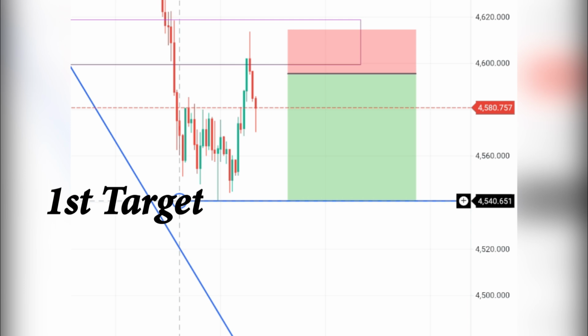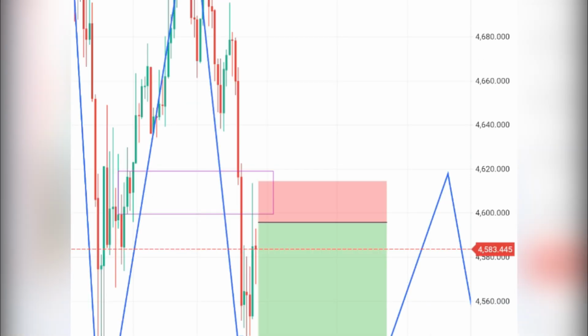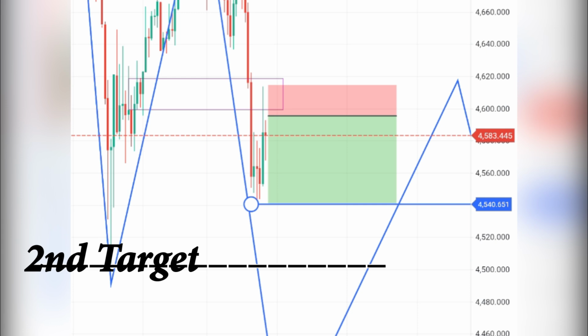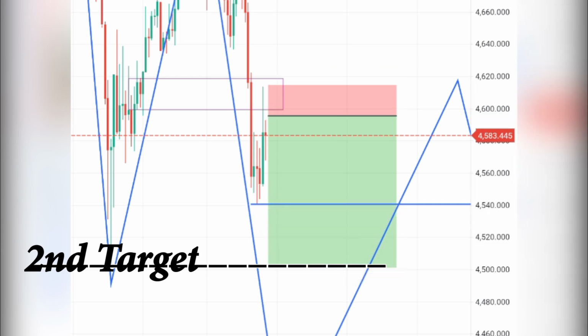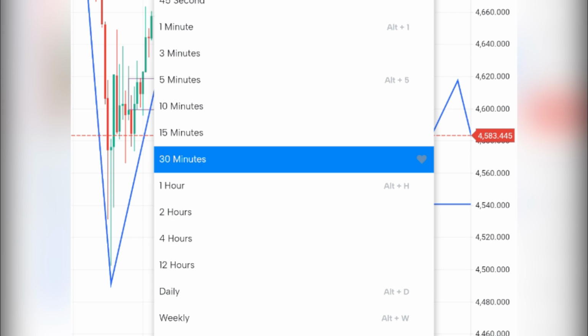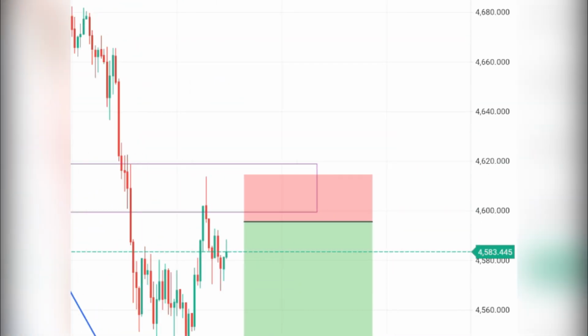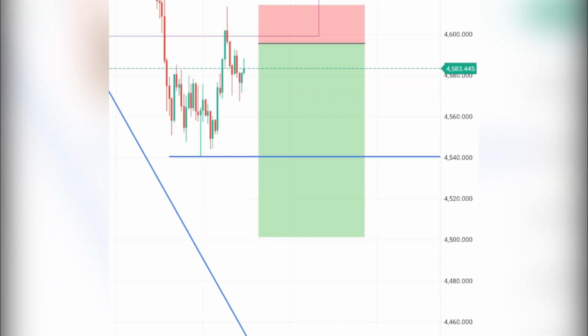The first target will be this swing low point, and the stop loss will be the order block high. Our second target will be this swing low, and we directly enter with this retest point in the 5 minute time frame. Now here we are in the gold 5 minute chart, and we wait for price to come to our level and tap our sell limit point.